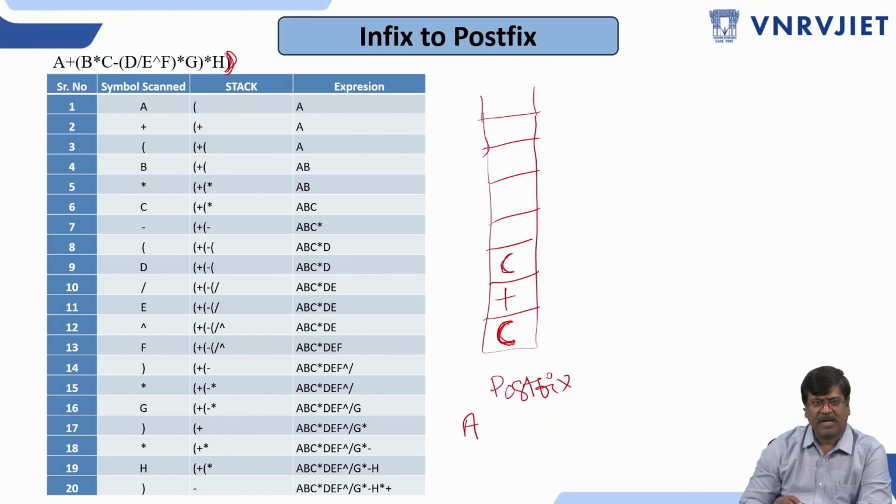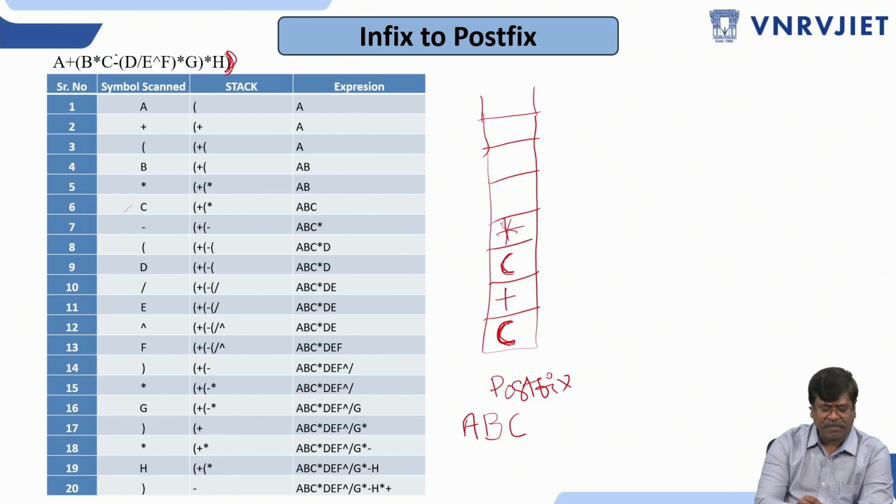Then the next operand is B. So you can send that operand B to the postfix expression. The next symbol you are having is star, that is the multiplication operator. So I can push that multiplication operator on top of the bracket. So you can keep it in the stack. Now you are getting the operand C. So read that C and you can directly add that operand to your postfix expression.